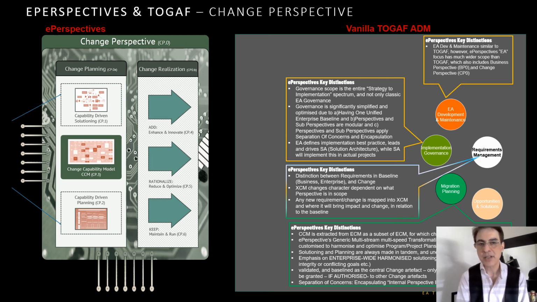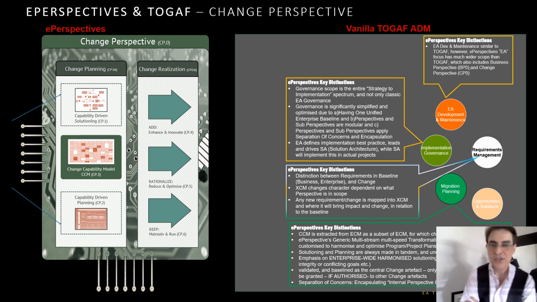We remind ourselves of the fact that the only artifact that you need to concern yourself with, especially if you're in the change perspective or in fact the enterprise perspective at a higher role in the enterprise architecture, that you have a decisive say in here. The rest, they don't need to concern themselves with it. So that is only the change capability model. Everything else is the internals of these sub-perspectives.